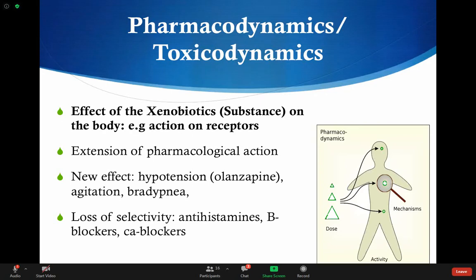Sometimes it's not an extension of the pharmacological action. You get an extra action. For example, olanzapine, which is a dopamine blocker. When you take it in an overdose, it blocks the alpha receptors and you get hypotension. So that's not a pharmacological effect. That's not a pharmacodynamic effect. It's a toxicodynamic effect.